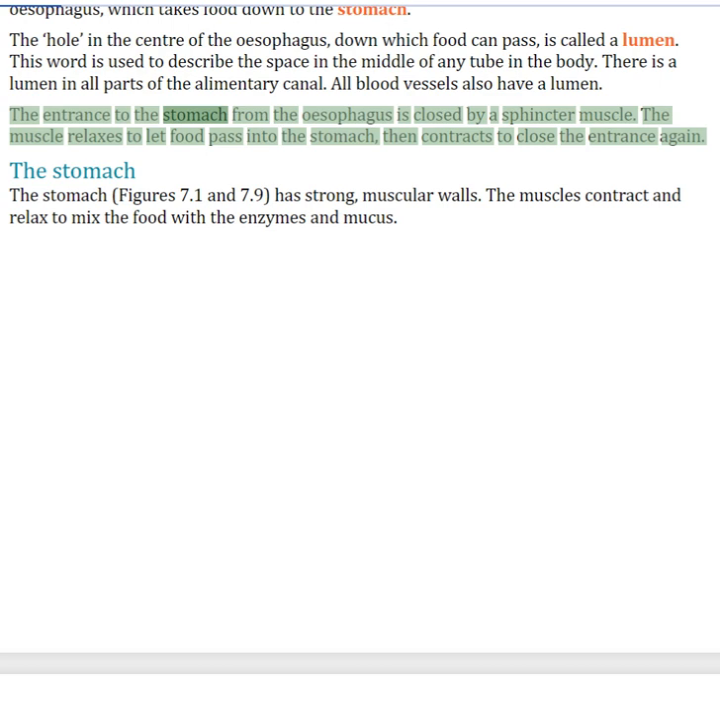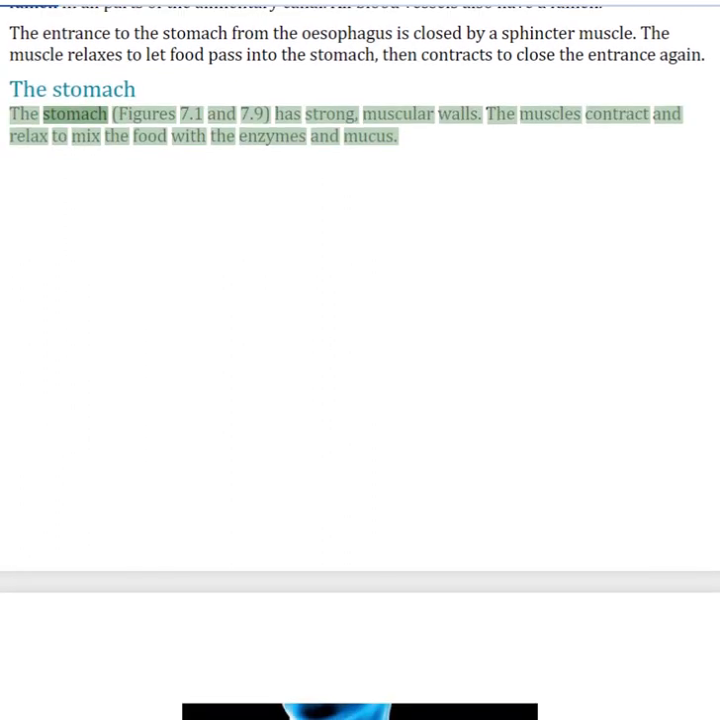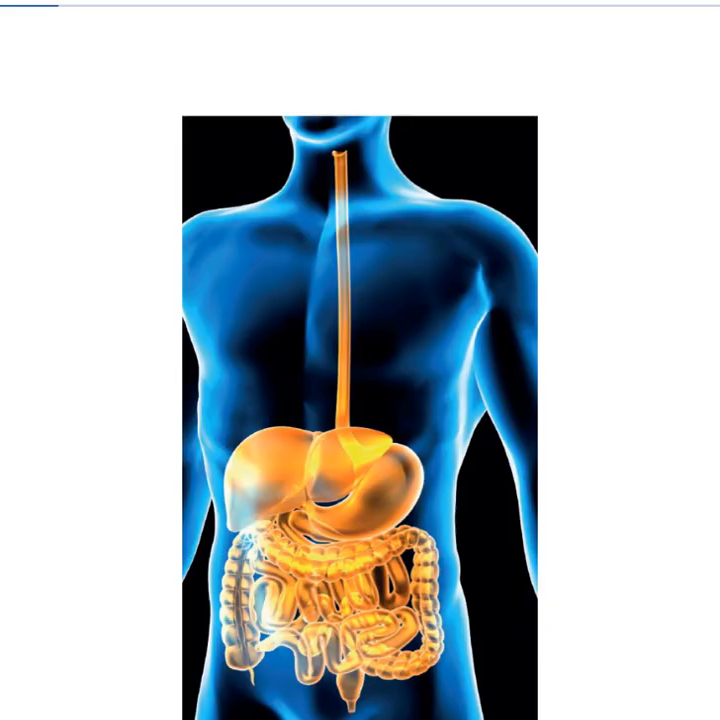The entrance to the stomach from the esophagus is closed by a sphincter muscle. The muscle relaxes to let food pass into the stomach, then contracts to close the entrance again. The stomach. The stomach has strong, muscular walls. The muscles contract and relax to mix the food with the enzymes and mucus. Figure 7.9. This artwork shows where some of the organs of the digestive system are positioned in the body. Can you name any of them?